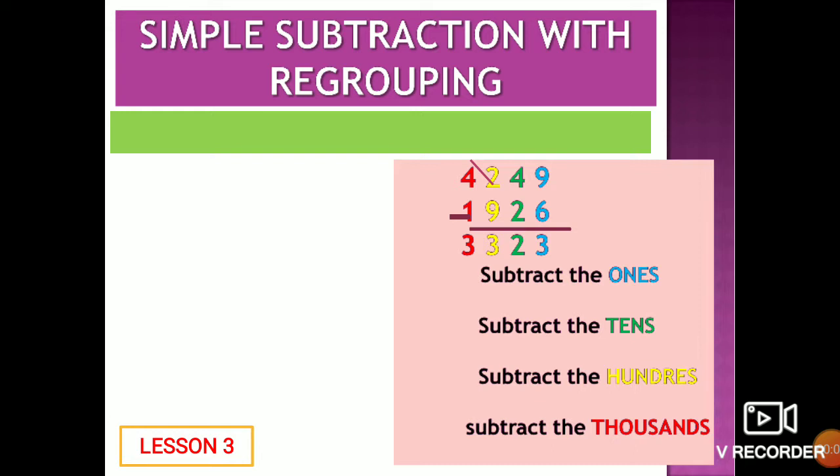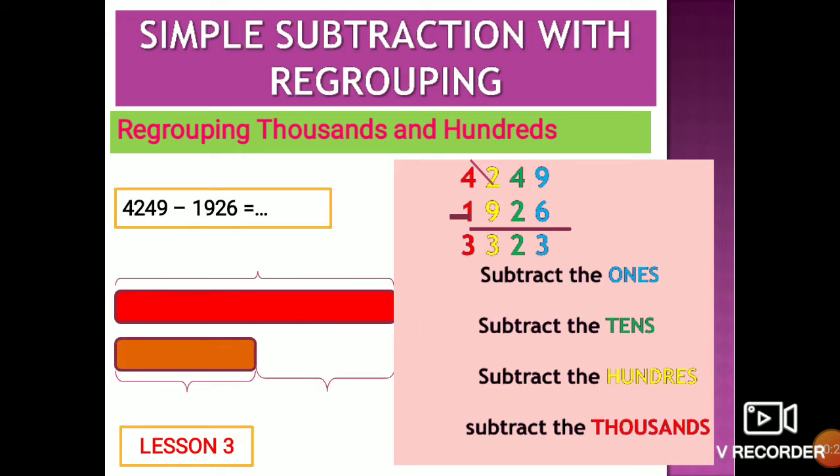Now we're in our subtraction unit, lesson 3. We learn about simple subtraction with regrouping. What is that? Now we start with regrouping thousands and hundreds. Example, if we have 4,249 minus 8,926. What should we do first?